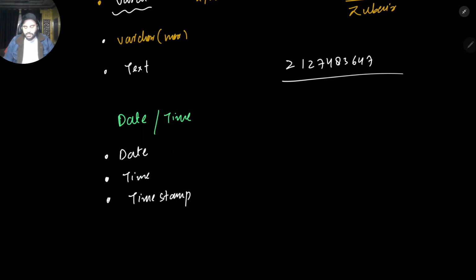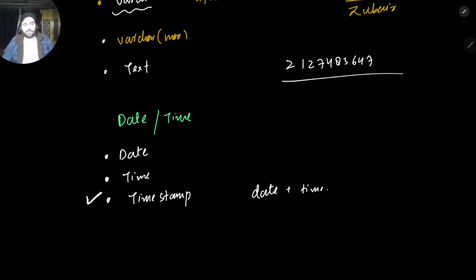So date stores the date, for example the year, month, and day. Time stores hours, then minutes and seconds. This timestamp is a mix of date plus time. You might have seen it if you make a transaction in the bank. When you make a transaction, they tell you the time and the date that you made the transaction on. They are basically using this timestamp data type.